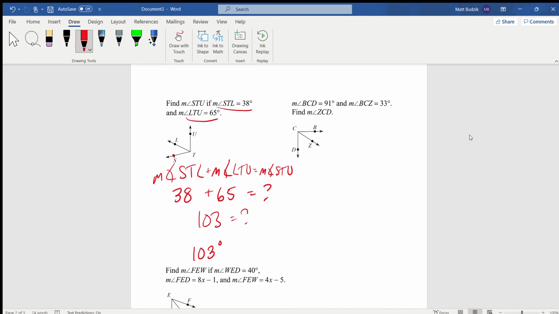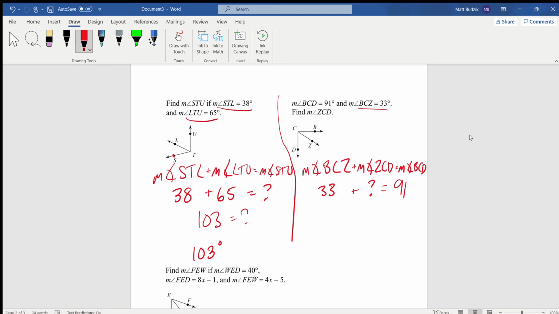All right, next one. So I am going to start at point B. I have the measure of angle BCZ plus the measure of angle ZCD is equal to the measure of angle BCD. BCZ is 33 degrees, plus ZCD is what we're trying to find, and then BCD is 91.